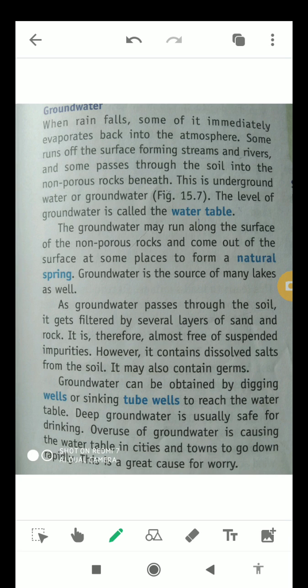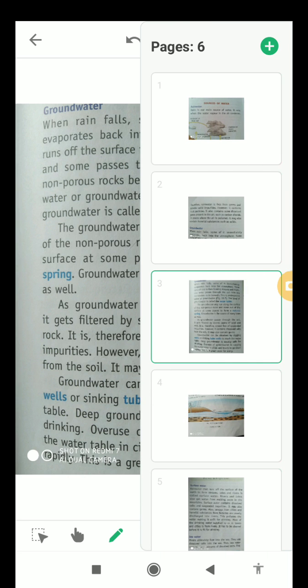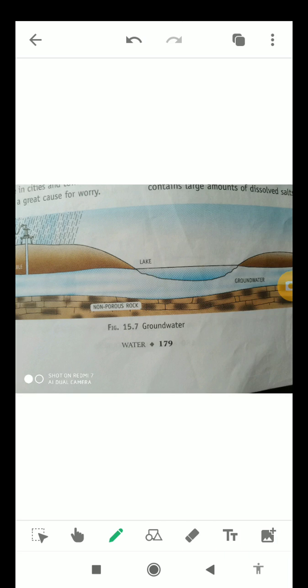Overuse of groundwater is causing the water table in cities and towns to go down rapidly. This is a great cause for worry. As we all know, due to the increase in population, the water table is decreasing day by day, and that's why the level of groundwater is decreasing inside the ground.